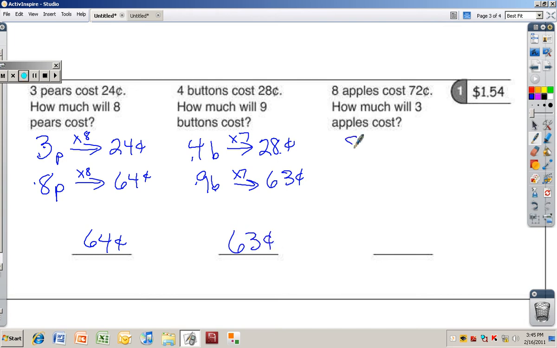8 apples cost 72 cents. Notice I'm keeping the letter on there as a label kind of, and then the label of money as well. And then it says 3 apples, and we don't know the price there. And we can't go from 8 to 3, but we can go from 8 to 72 by multiplying by 9. 3 times 9 is 27, 27 cents.